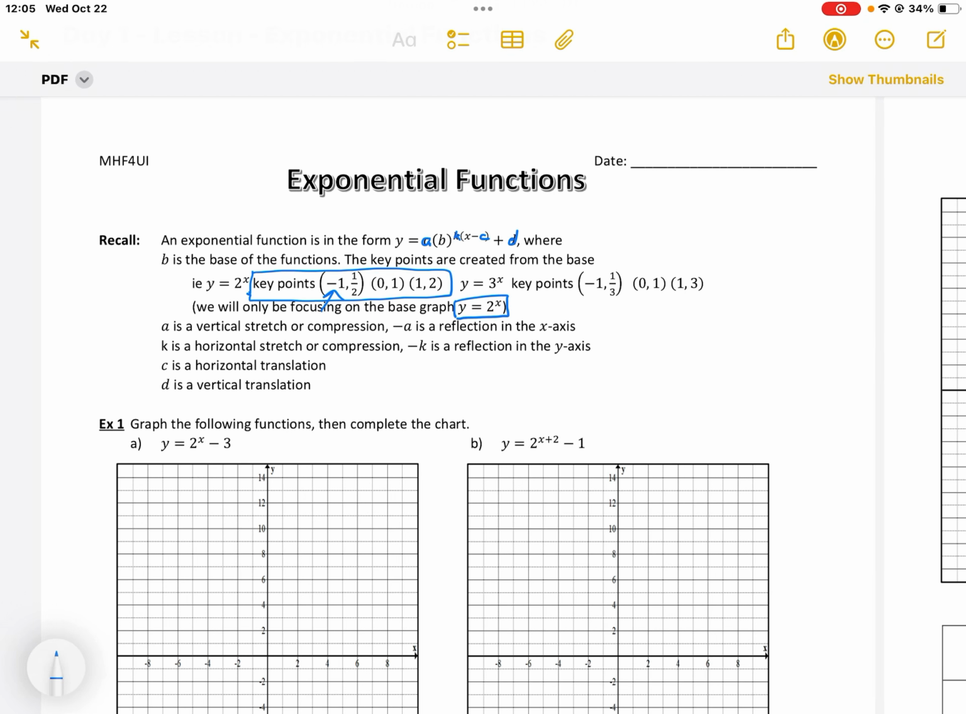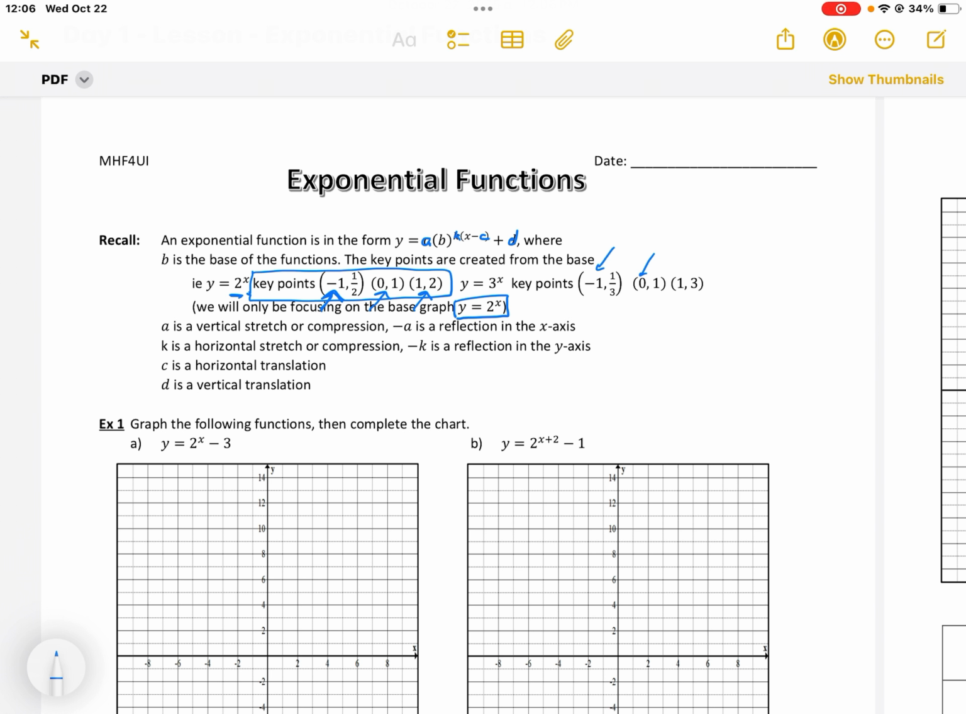This video goes over exponential functions and how to graph them based on key points and transformations. So the key points that you need to be familiar with are these three here. They correspond to the base graph y equals 2 to the x. We find those key points by substituting in x values to the parent function and then calculating the y values.